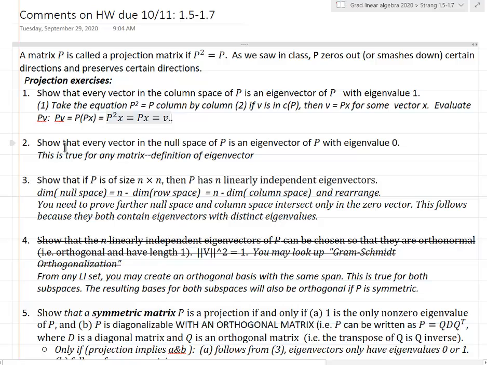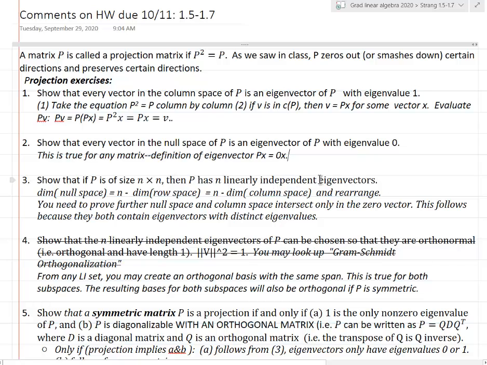Number two, show that every vector in the null space of P is an eigenvector of P with eigenvalue 0. This is true for any matrix. For any matrix, the vector in the null space is an eigenvector with eigenvalue 0. That's the definition of eigenvector, right? So it's just saying Px is equal to 0x. So that holds.